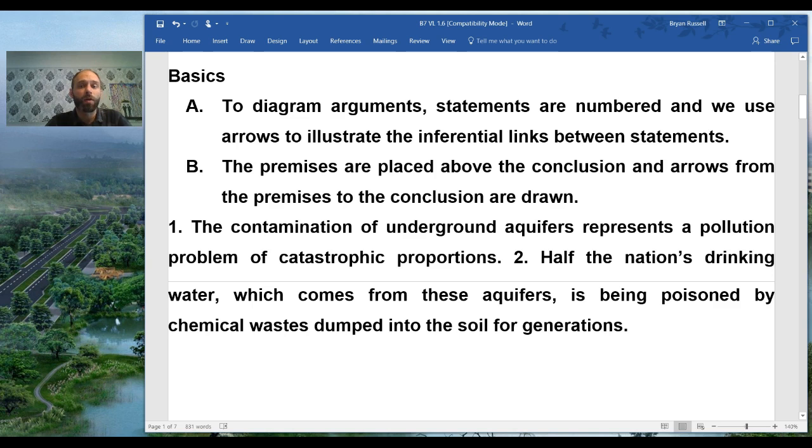The contamination of underground aquifers represents a pollution problem of catastrophic proportions. Half the nation's drinking water, which comes from these aquifers, is being poisoned by chemical waste dumped into the soil for generations. So the first thing we need to do when diagramming arguments is differentiate the parts of the argument. So we look for the conclusion and look for the premises, in this case, premise. As we talked about in the very first lecture, when there are no indicator words, and there are no indicator words here, we should strongly suspect that the first statement is going to be the conclusion.